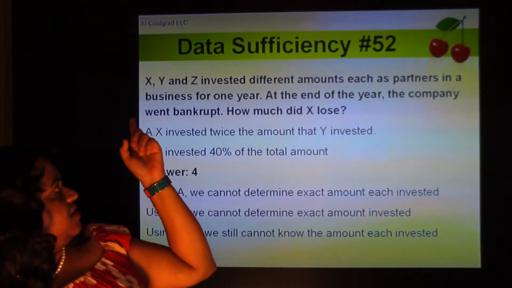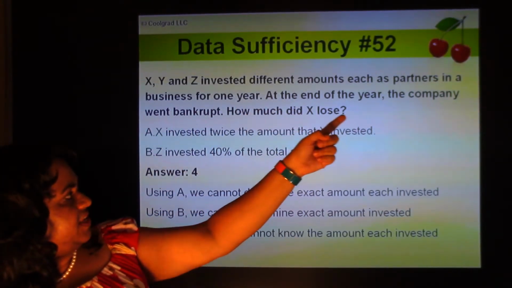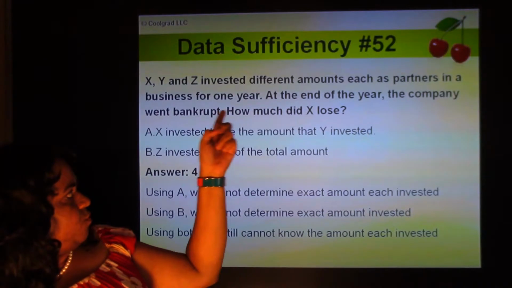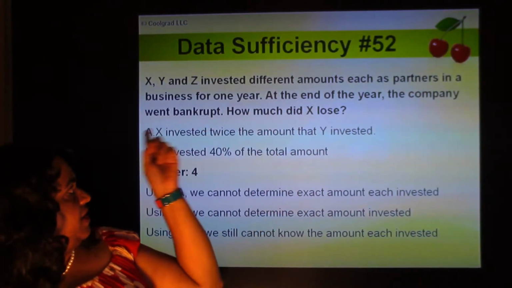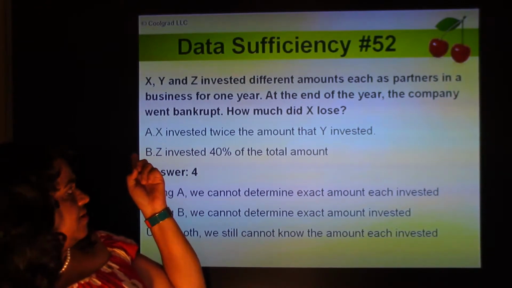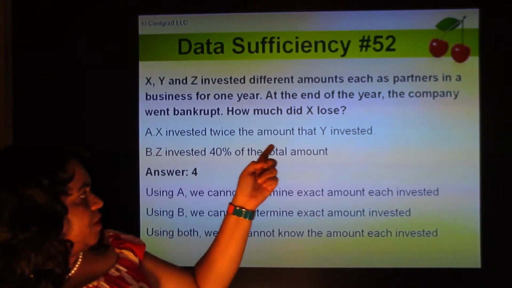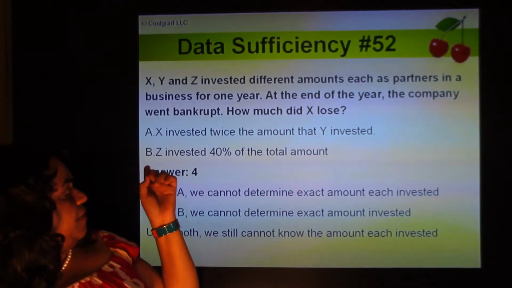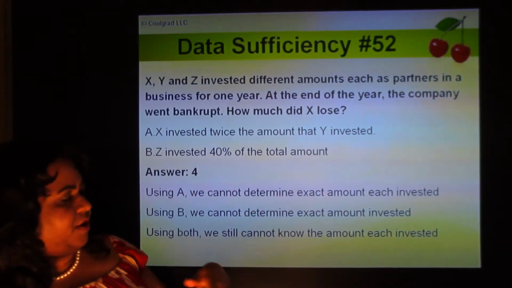Question 52. X, Y, and Z invested different amounts each as partners in a business for 1 year. At the end of the year, the company went bankrupt. How much did X lose? Statement A. X invested twice the amount that Y invested. Statement B. Z invested 40% of the total amount.